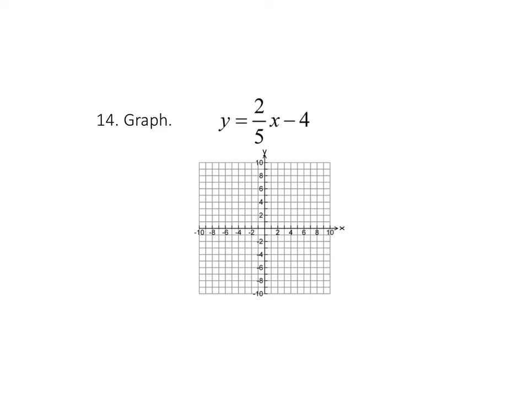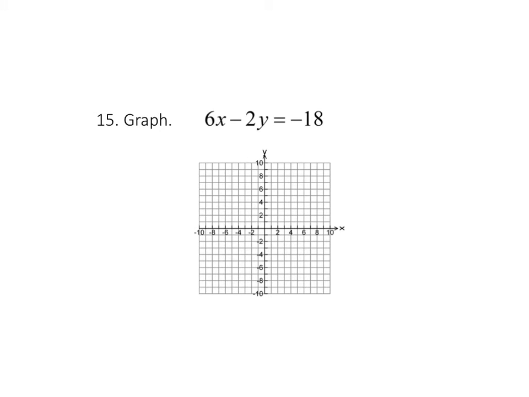Here's another line. Again, this one is in slope-intercept form. The slope is 2/5 and positive, which means that it's going to be moving up 2 as it moves 5 to the right. And here b is negative 4. That is our starting point. We're going to put a point at negative 4 on the y-axis. Again, that slope of 2/5 means up 2, right 5. So up 2, 5 to the right, and then we just draw the line that passes through there.